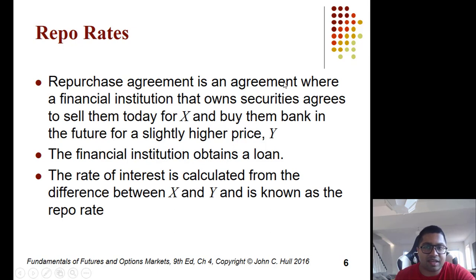So a repurchase agreement is an agreement where a financial institution that owns securities agrees to sell them today for X and buy them back later. So when you sell an obligation, you get money. So you're borrowing, but you're agreeing to pay them back. The financial institution essentially obtains a loan, but this is a secure transaction. So in this case, they have some collateral. The rate of interest is calculated from the difference between X and Y, that is how much you are taking versus how much you are going to pay back. So the difference between that is the rate of interest and is known as the repo rate.